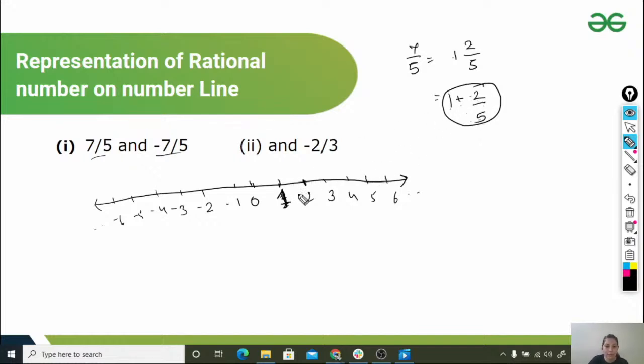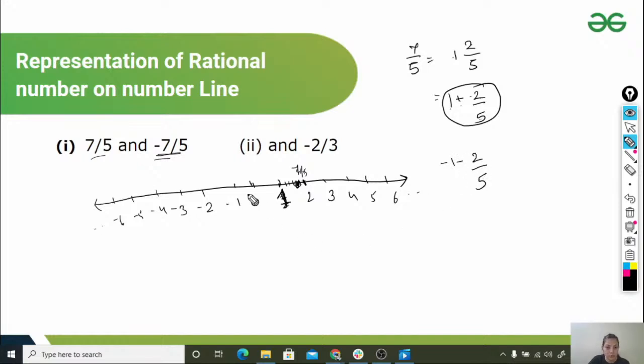What I'll do is I'll plot over here five parts, 1 2 3 4 and 5 parts and some more parts. So here it will lie, 2 by 5 will lie here, and overall the number 1 plus 2 by 5, that is 7 by 5, would lie over here. Similarly, minus 7 by 5 can be written as minus 1 2 by 5, so it's like minus 1 minus 2 by 5.